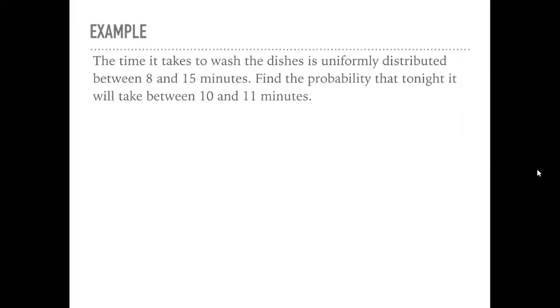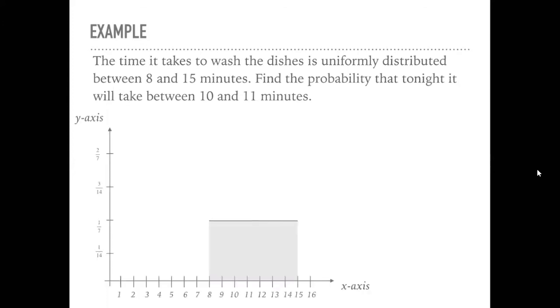All right, so what if I wanted to find the probability that it takes between 10 and 11 minutes to wash dishes? Using that same distribution, we have our picture. Now, if we're saying between 10 and 11 minutes, we have that darkly shaded in area. So we could use our formula, and we'd find it's 1/7. Or we could say area of a rectangle: what's the height, what's the width? And we get 1/7.